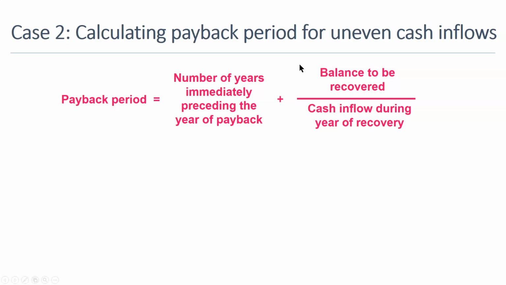Second case, a little bit more complicated, when cash inflows are not even, when you receive different amounts every year. Here, in order to calculate the payback, you need to take the number of years immediately preceding the year of payback, plus the remaining balance which is still to be recovered divided by the cash inflow during the year of recovery. Let me give you an example to illustrate this.